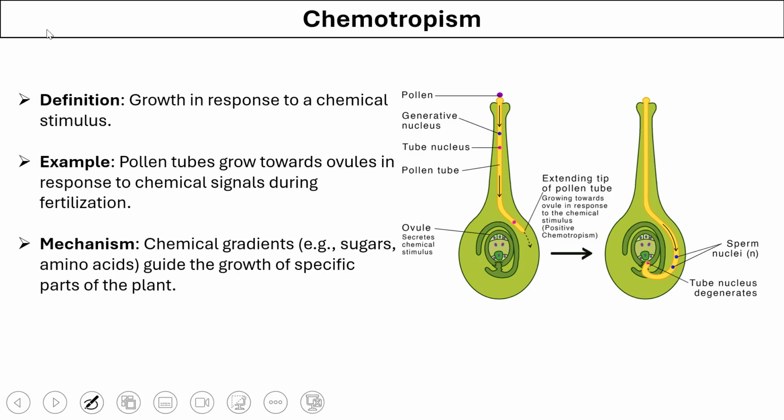Chemotropism is the growth in response to a chemical signal. Such growth is seen when a pollen grain sits on the ovule of a flower. At that time the pollen tube grows in response to the chemical signals produced by the ovule. This leads to the fertilization of male and female gametes in the plants and thus the production of seeds. The mechanism involved is that a chemical gradient created by sugar or amino acids guides the growth of certain plant parts, for example here the pollen tube, towards a nutrient-rich environment.